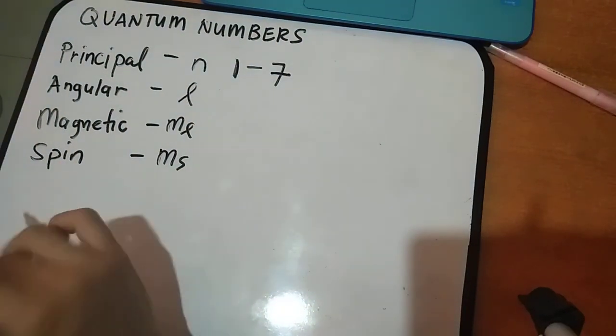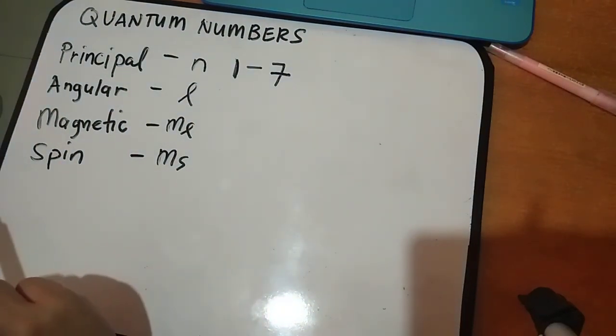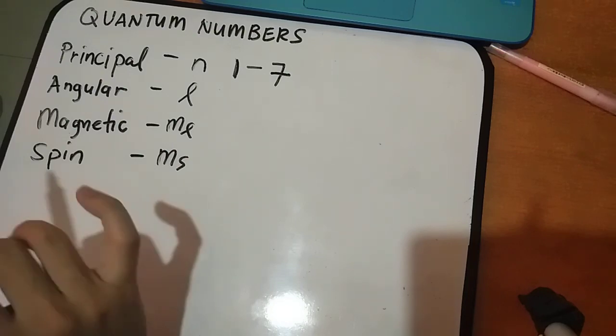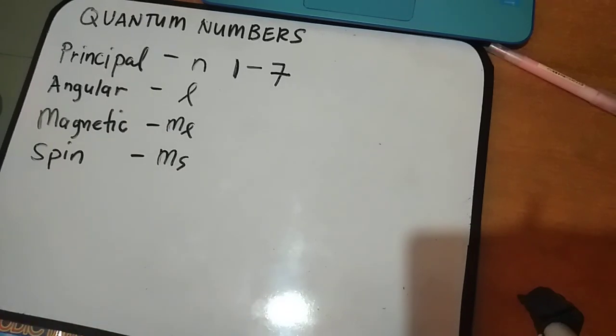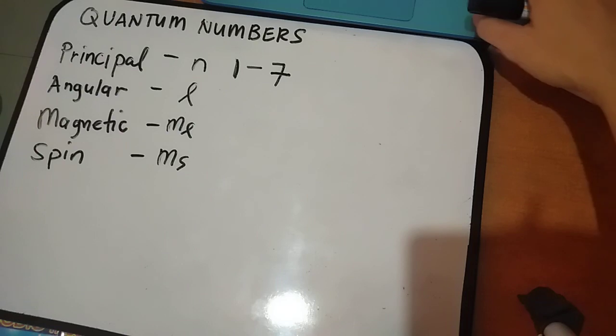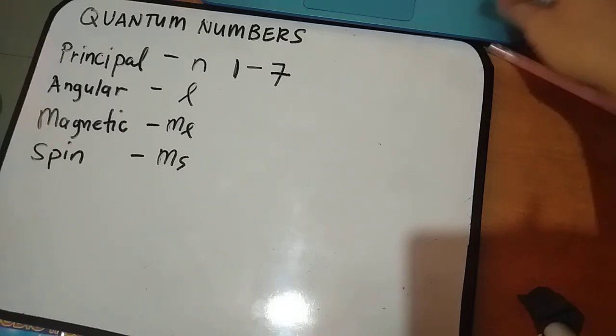So bakit 1 to 7? Kasi yung 1 to 7 na yan, it would tell you the period number or kung ilang shells, 'di ba? Kung titingnan mo sa periodic table, meron kang 7 periods. Kaya 1 to 7. But later on, I will teach you how to do it.